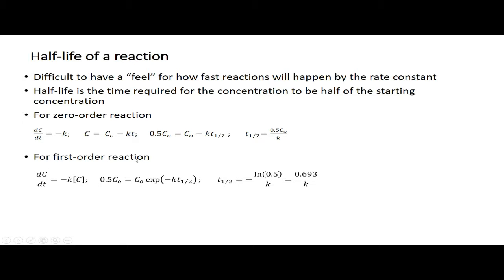And for a first order reaction rate, you've probably done this before for like an exponential decay type of problem. In this case, you get that the half-life is equal to the log of 1/2, which is this 0.693, is simply the natural log of 0.5 divided by k.